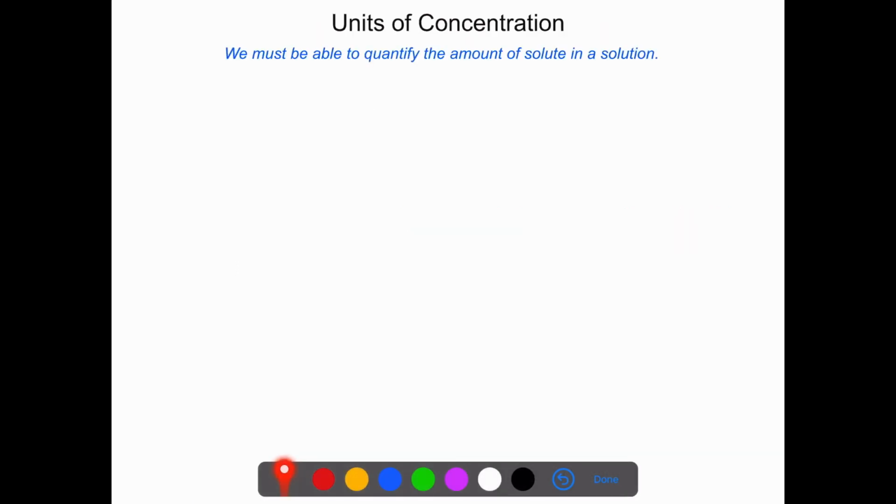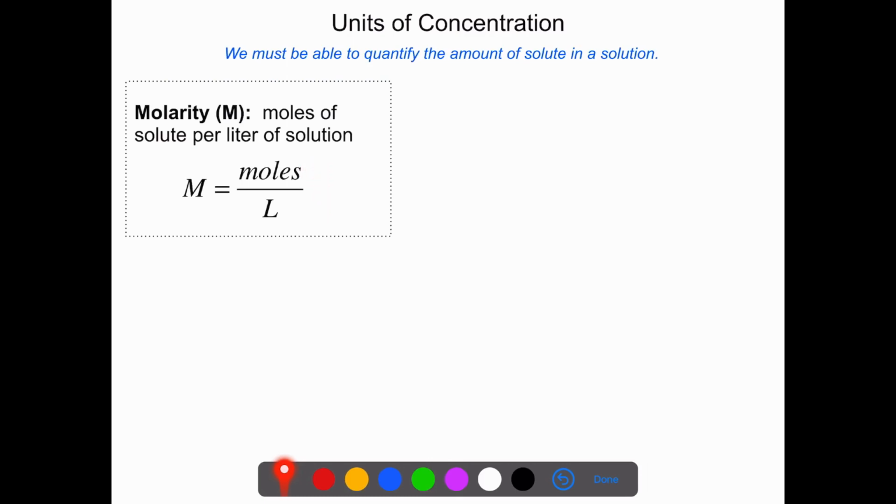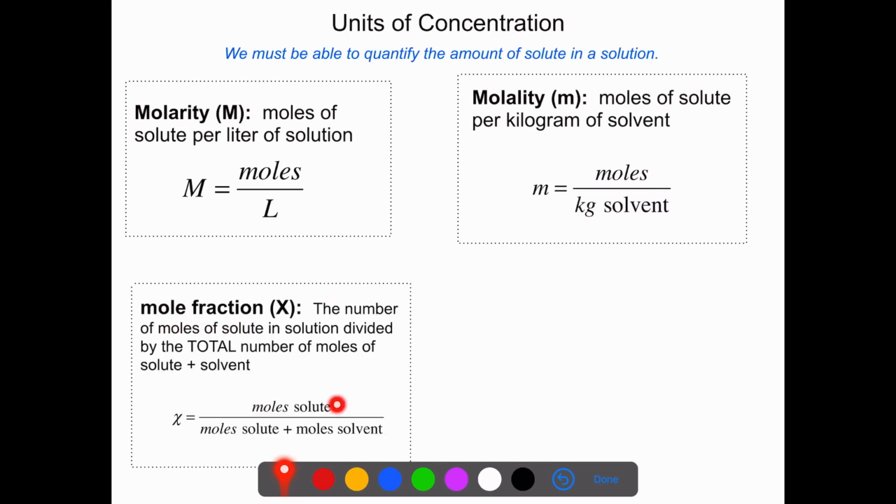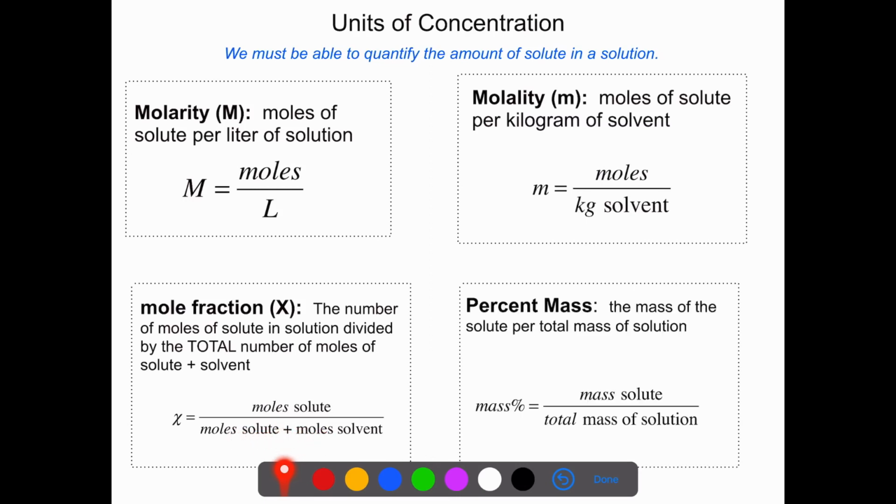Now in chemistry, molarity is not the only unit of concentration. That's the most common one. Molarity, moles of a solute per liters of solution. Occasionally you'll see what's known as molality, which is moles of solute over kilograms of solvent. Sometimes we're presented with what's known as the mole fraction, the moles of solute over the total moles of solute plus moles of solvent. And sometimes we're dealing with percent mass, the mass of the solute divided by the total mass of the solution. So those are a few of the common units of concentration, although most of the time we will deal with molarity.